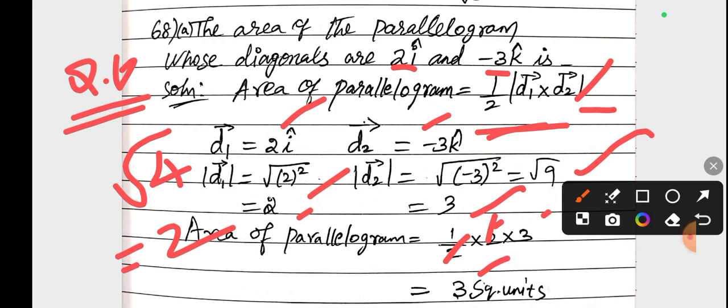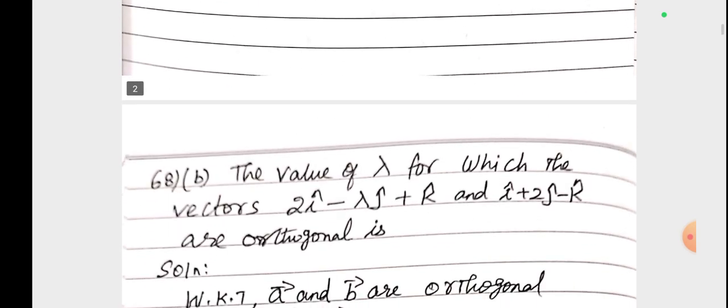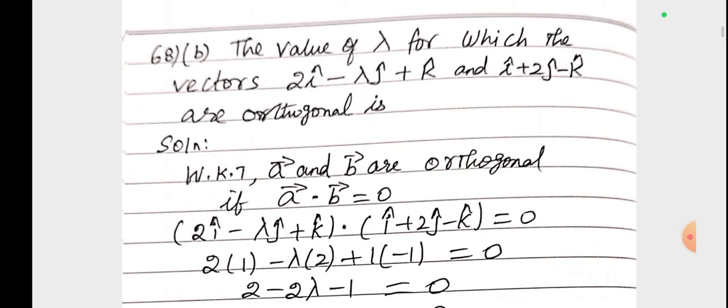So for the area of a parallelogram, we can use magnitude of A cross B also, we can use diagonals also. But since they gave diagonals, don't use A cross B. Adjacent sides are A vector and B vector, but here they gave you diagonals. So kindly use this formula of half magnitude of d1 cross d2. Don't say teachers only taught you magnitude of A cross B. Teachers taught you that when adjacent sides are given.